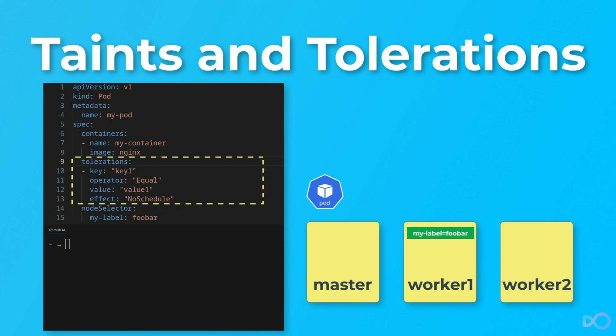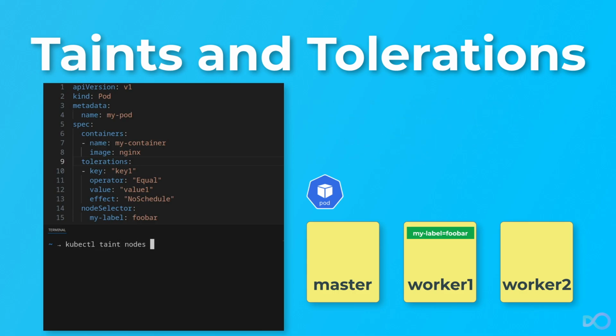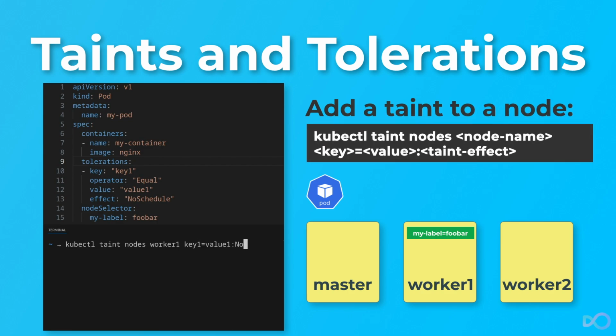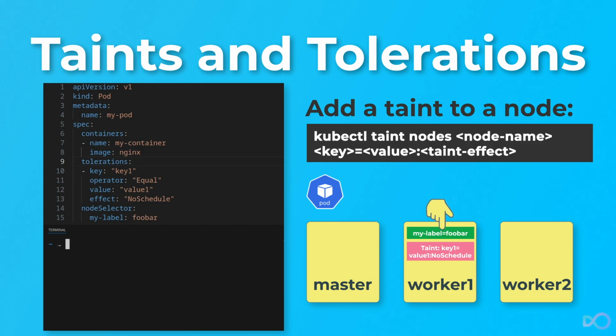In simple words, the mechanism of taints and tolerations is the opposite of node affinity. It allows you to restrict running pods on particular nodes. The best way to understand it is to consider an example. First, I am adding a taint to the node worker 1. Then I am checking it. I have added the label mylabel: foobar on node worker 1 before.